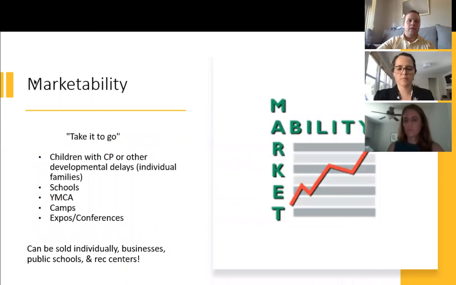As far as marketability, we like to say, take it to go. We would market to children and families with cerebral palsy or other developmental delays, schools, YMCAs, camps, and expos and conferences. And it can be sold individually to businesses, public schools, and rec centers. And we think it would market well because there aren't any options out there that go on a pre-existing swing.